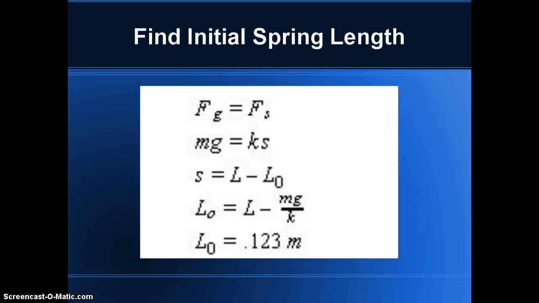Now, using that data, we have to find the initial spring length. Now, that's going to be when the force of gravity is equal to the force of the spring, or mg is equal to ks. S, as I said before, is length minus L naught. Trying to find L naught, so now we know that L naught equals L minus mg over k, giving us an L naught of 0.123 meters.